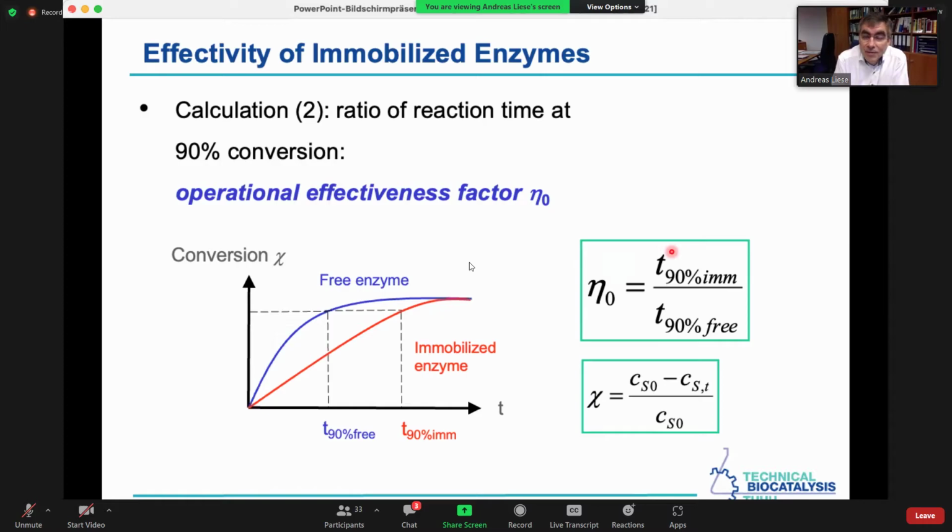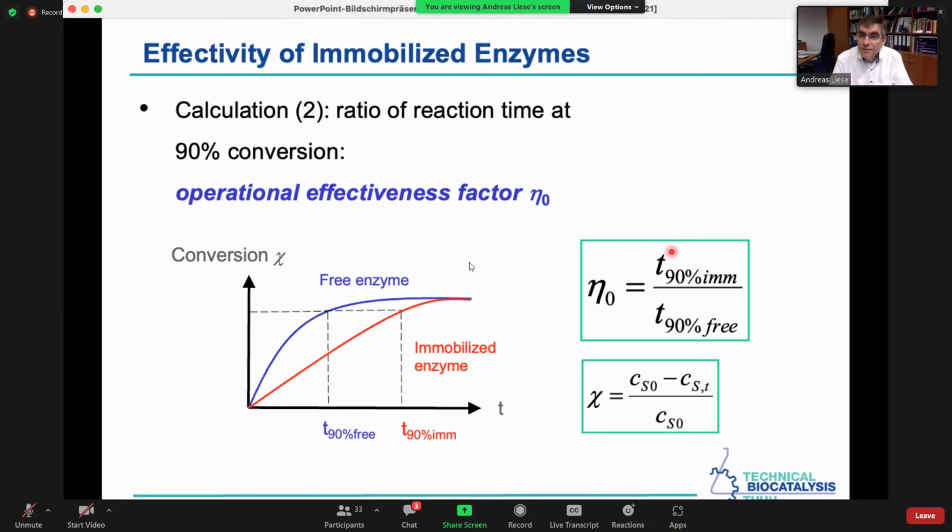And this you can use easily, either in lab scale, but also on scale. But you wouldn't do this on scale; you will do it in lab scale prior to moving to on scale, to find out, if you compare different preparations, which has the shortest time or is most identical to the free enzyme. So that is the difference between stationary and operational effectiveness factors.